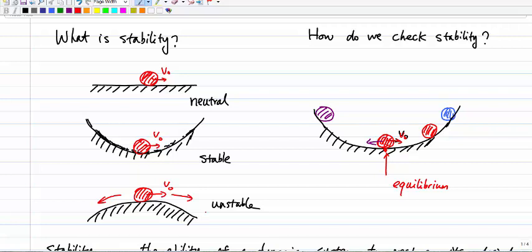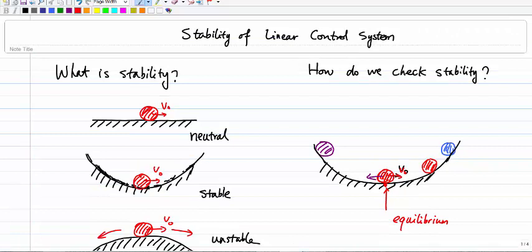For a given control system, we want to see, if I apply a certain control input, what the outcome is. What does the output look like? Do we have a finite output? Do we have an infinite output? That determines our stability. So the central question for the stability of a linear control system is: how do we check the stability?